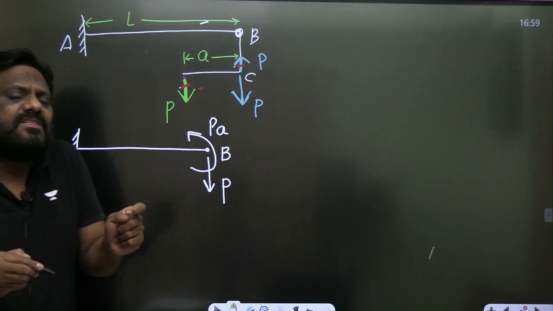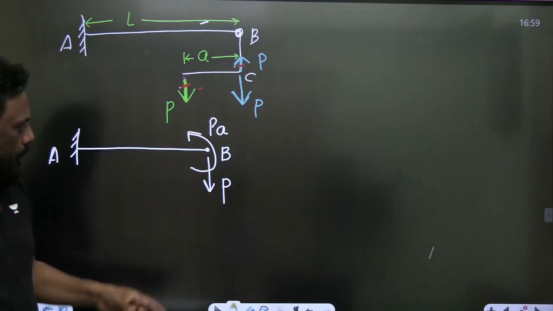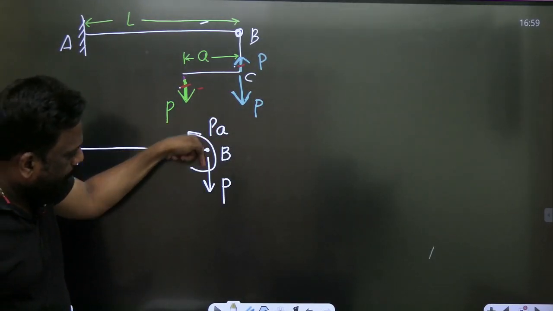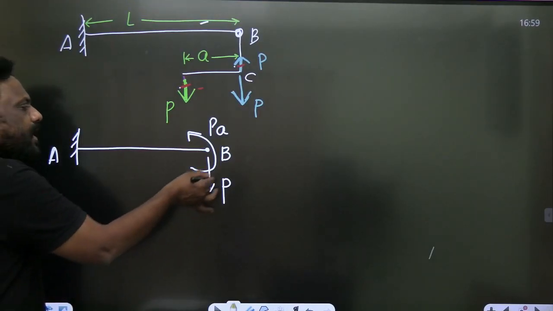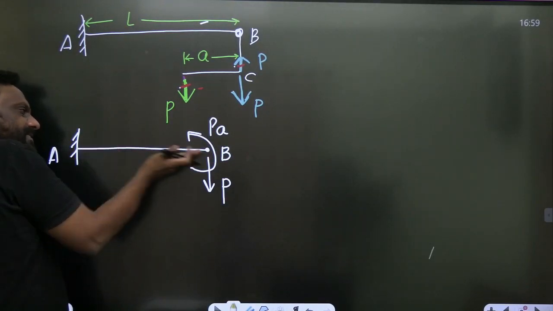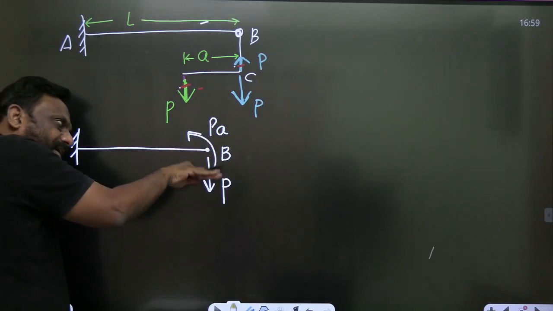Don't think that load means just force. Moment is also a load, torque is also a load, and force is also a load. So there is an anti-clockwise moment and a point load at B. The anti-clockwise moment will try to lift it up, deflecting it in the upward direction, and the downward force will try to deflect it downward.